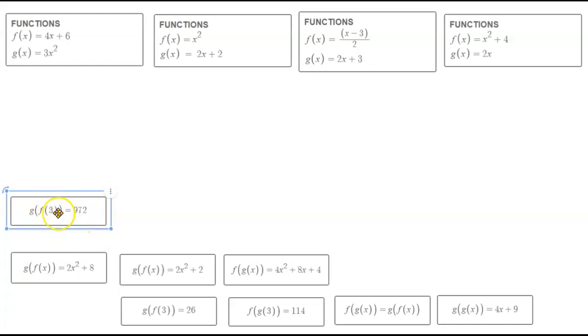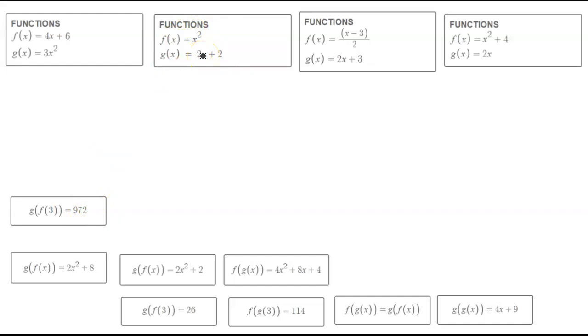g of f of 3 equals 972. So what I need to do is take 3 and plug it into one of my functions. Let's say I go here. If I plug 3 into this f function, what I get out is 9. Now, if I take 9 and plug it into this function here, 2 times 9 is 18 plus 2. That is definitely not 972, so it can't go with this one here.